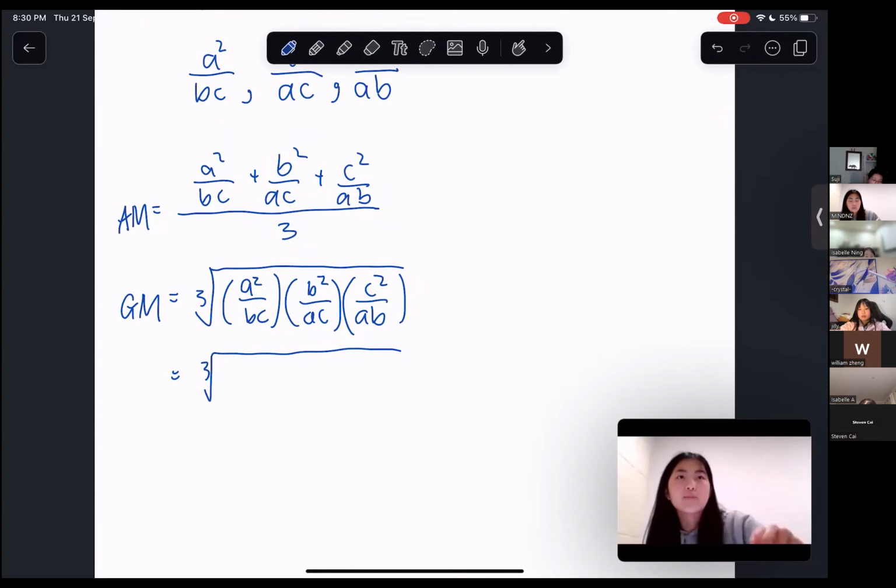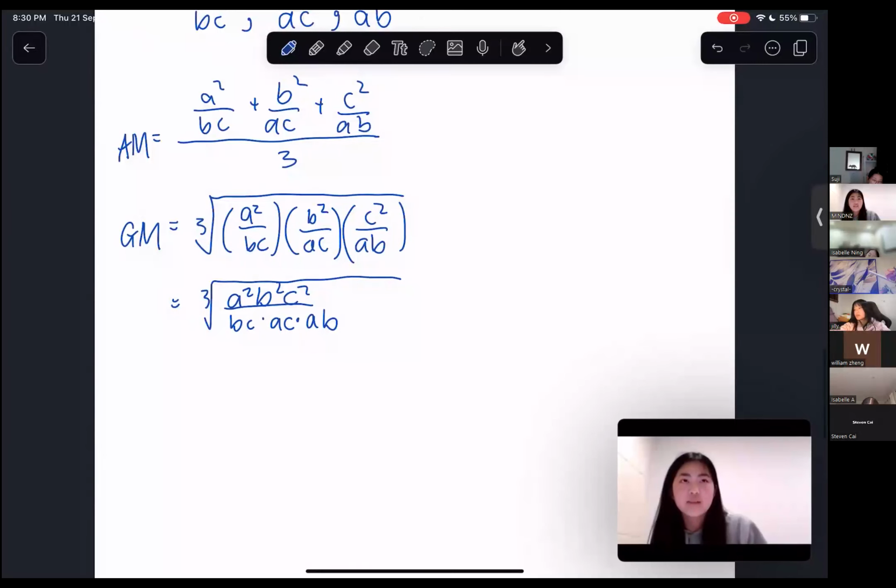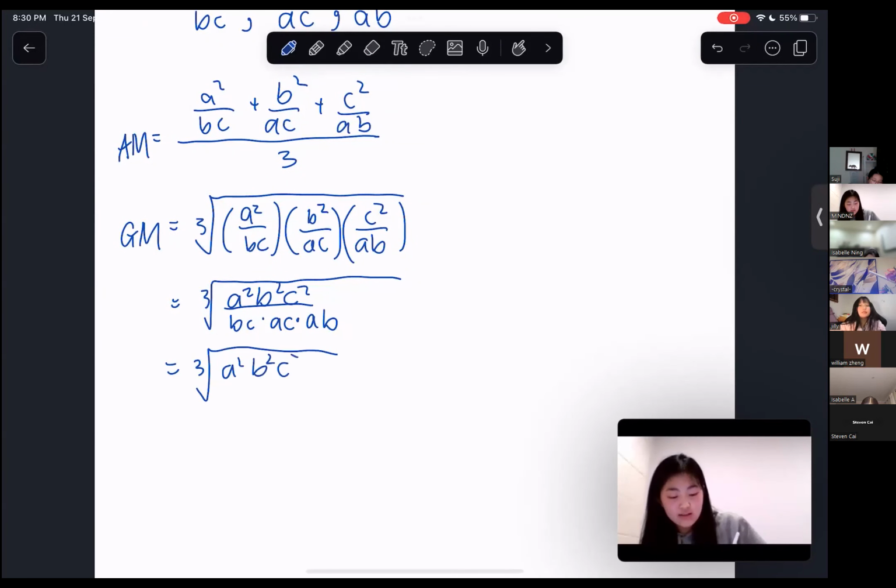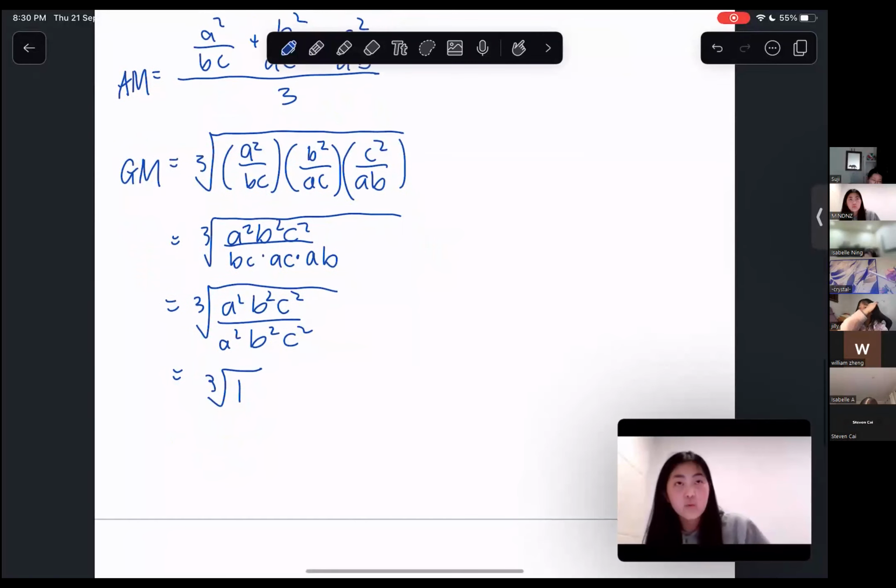Well, okay. Yep, we get something like this, right? BC times AC. But if we simplify that further, it's basically just this, right? And that is just the square root of 1, which we know is 1.